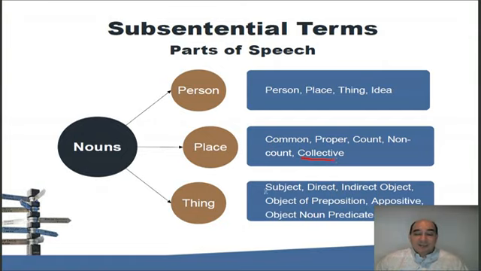And lastly, I wanted to just show you some of the places where nouns get placed in a sentence. They can be the subject or the direct object or the indirect object. They can be the object of a preposition. They can be an appositive. They can be the object of a noun predicate. And I believe that's all I had. Okay? So nouns go in a variety of different slots within the sentence.